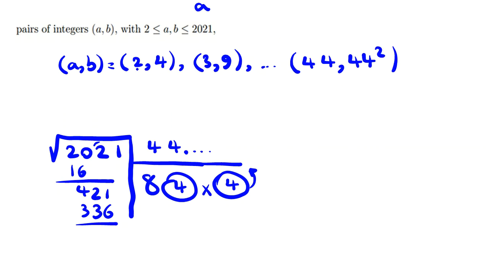So how many answers did we find? From 2 to 44. So 44 minus 1, 43. So the answer of this problem is equal to 43.